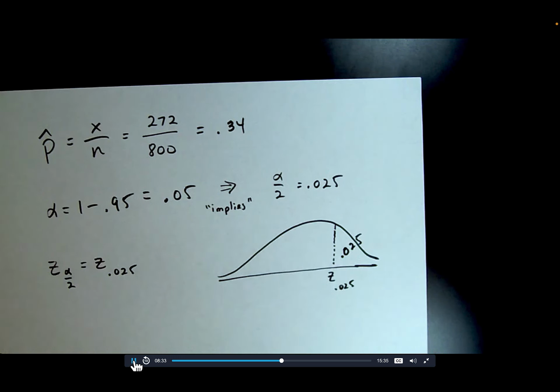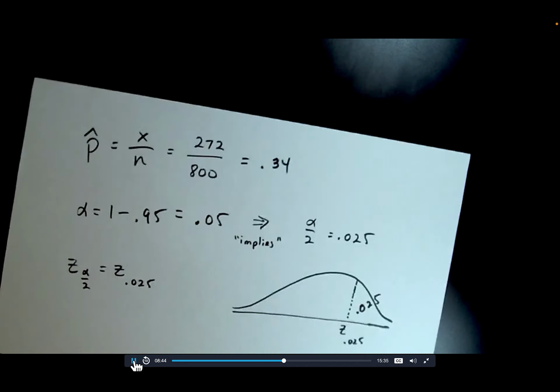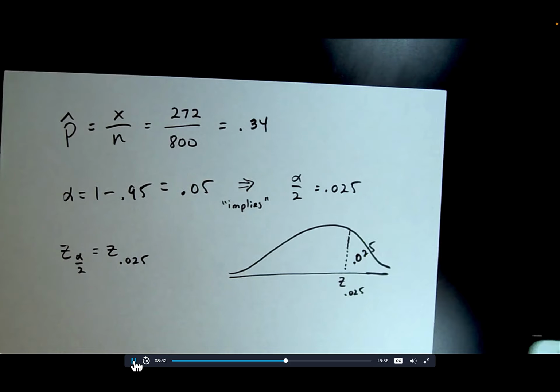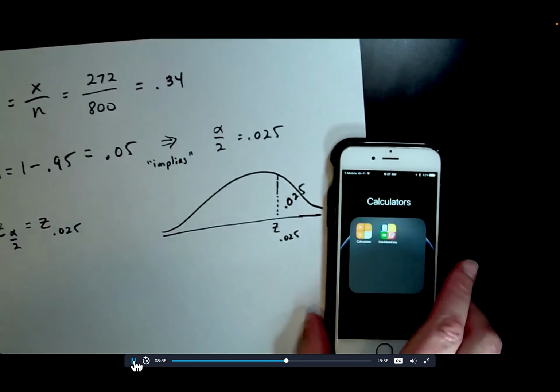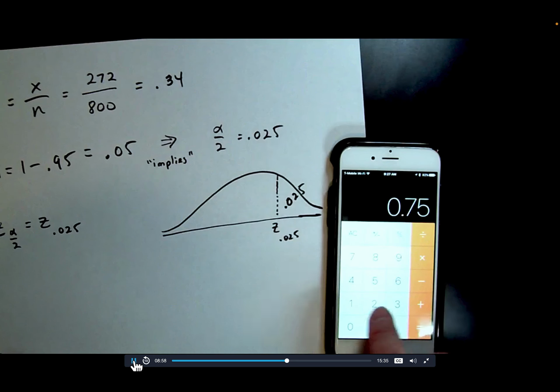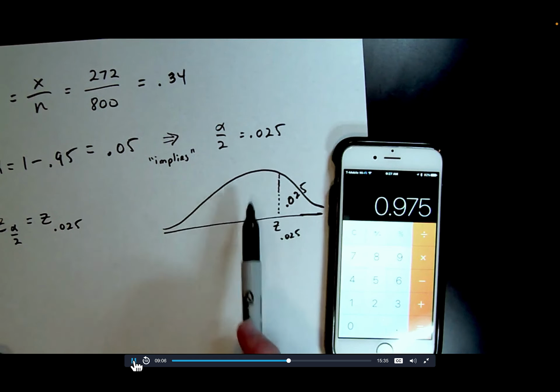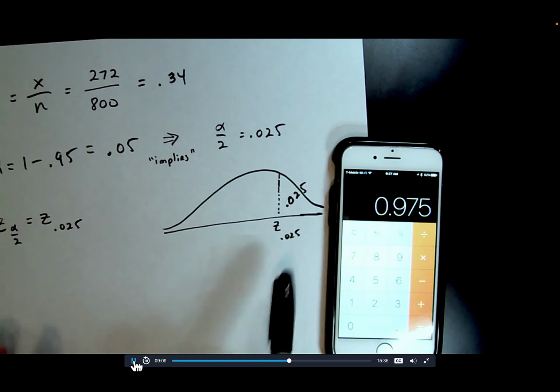So there's a couple of ways of dealing with that. I remember the total area under here is 1, so I could say, well, if the area over here is 0.025, then the area here is 1 minus 0.025, and look for the z. So what would that be? 1 minus 0.025 would be 0.975. So I could look for 0.975 in the table to get this z value, because again the table is based on area to the left.